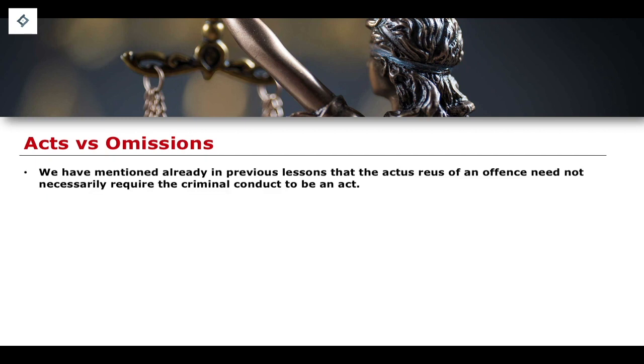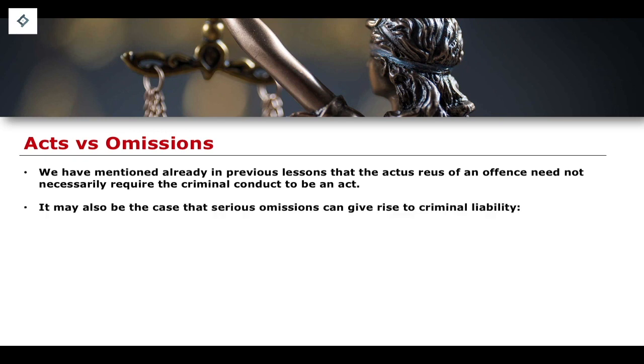Now, as we mentioned in previous lessons, we know that the actus reus of an offence need not require the criminal conduct, the thing itself, to be an act. In some cases, and in certain offences, it may even be the case that a serious omission can give rise to criminal liability. An omission is simply a failure to act. So rather than you performing a positive act, rather than you going and doing a thing, an omission is you failing to do something such that the result leads to something which could give rise to criminal liability. And the standard and the burden that is placed here is a little bit higher than an act itself, given the fact that in certain circumstances you are not held liable for all of your failures to act, but mainly if there is something of a duty of care for you to have acted, and you have omitted to act in a serious way. You've omitted to do something. That's when we can see that we can give rise to criminal liability.